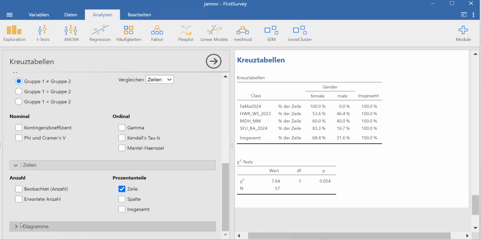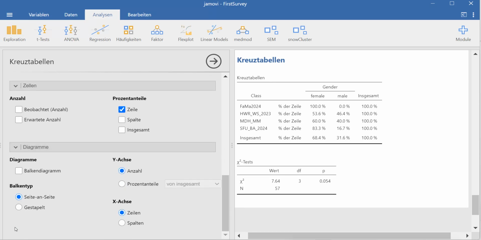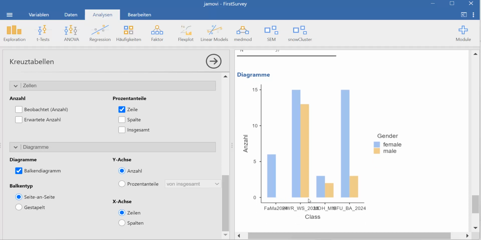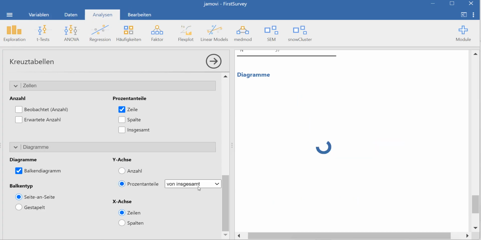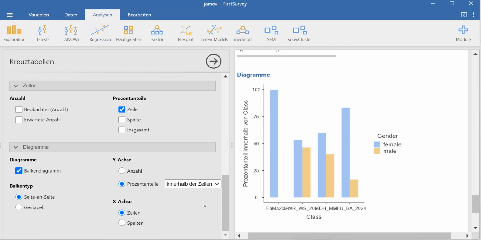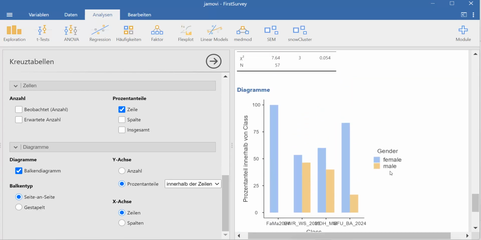Let's also have a look here at diagrams. Here you can create a bar chart. You see you have the different classes. The blue bar are the females. The yellow bar are the males. You can change the form, use a stacked form of bars. You could also use the percentages in the row, so it would look like this one. Then it's easier to compare the percentages. Okay, so this is the chi-square test.